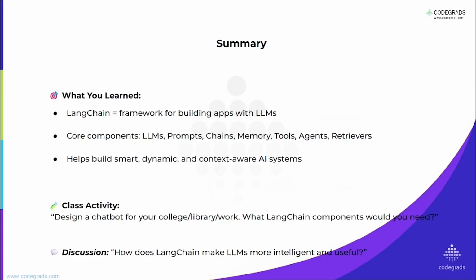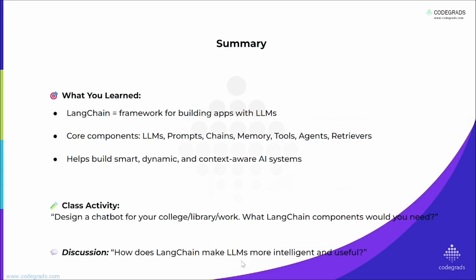Now we'll summarize the part which we have learned up till now from the slide presentation. As we have seen, Langchain is a framework for building apps which are powered by LLMs, and the core components of Langchain are LLM, prompt, chain, memory, tools, agents, and retrievers. It helps build smart, dynamic, and context-aware AI systems. This is one of the advantages of the Langchain framework.